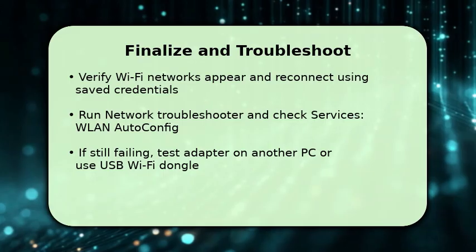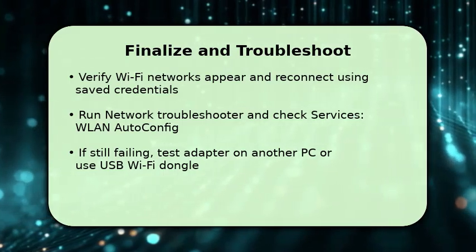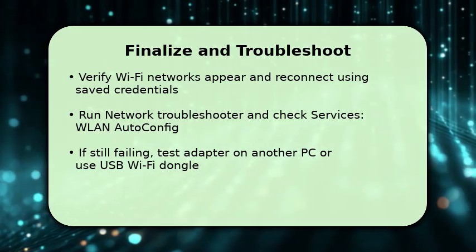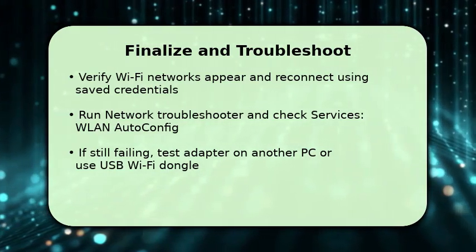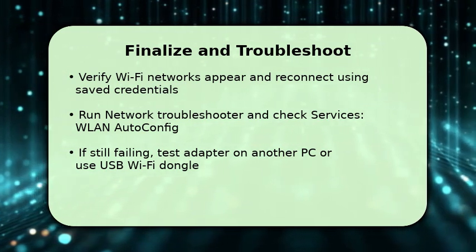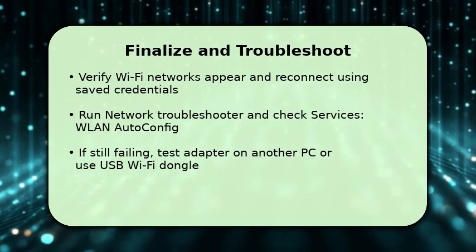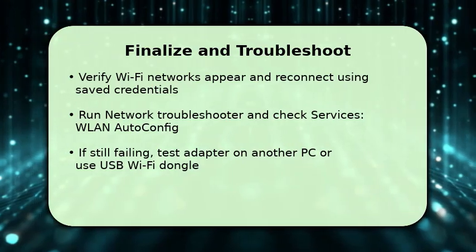If problems persist, run Windows Network Troubleshooter and verify the WLAN Auto Config service is running, because services control wireless stacks. As a key troubleshooting tip, test the adapter on a second PC or try a USB Wi-Fi dongle to determine hardware failure. If the adapter fails on another system, replacement is the next step.